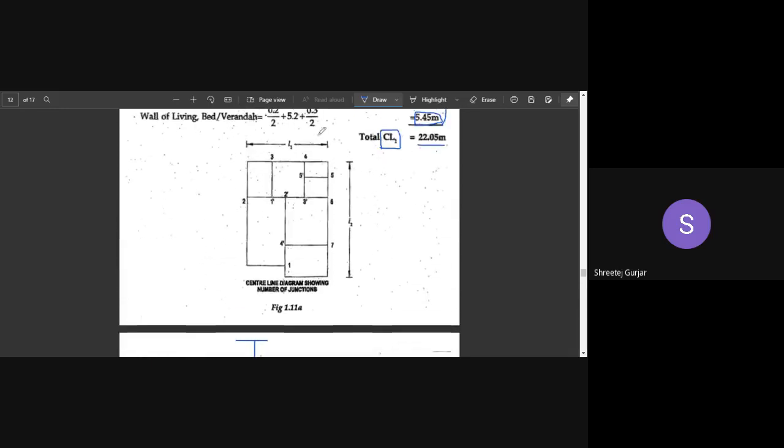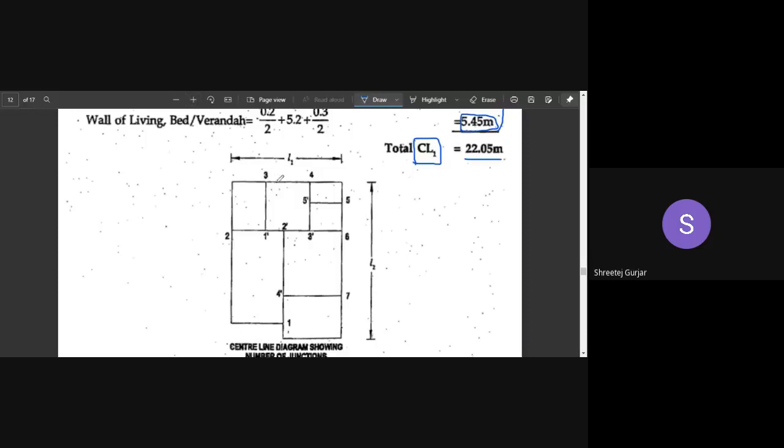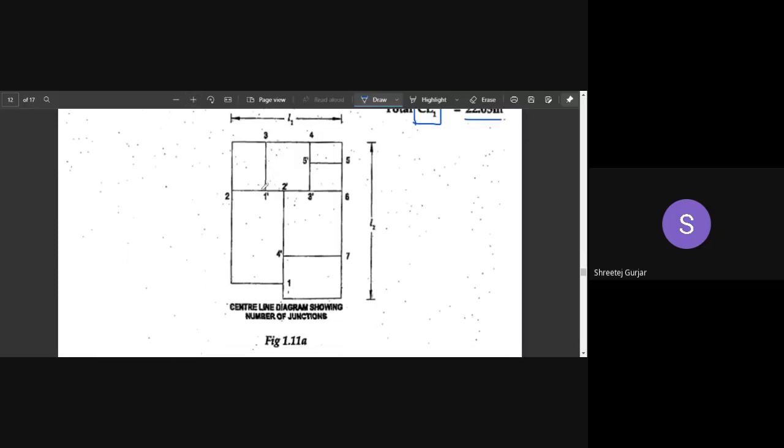Okay, understood. So the next type of junction is 20 centimeter wall getting into 30 centimeter wall. So you can just observe in this plan. All my internal walls, or my partition walls, are 20 centimeter walls, and this external wall is the 30 centimeter wall. So let us just count how many T junctions are formed by 20 centimeter wall getting into 30 centimeter wall.